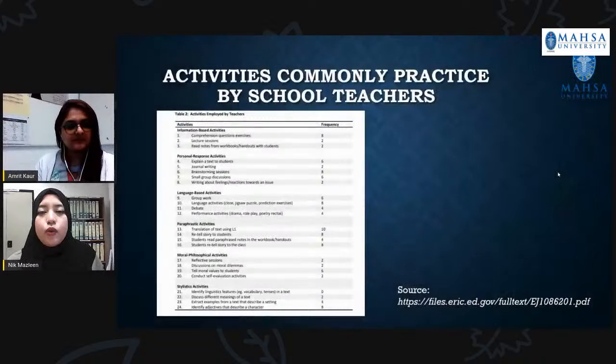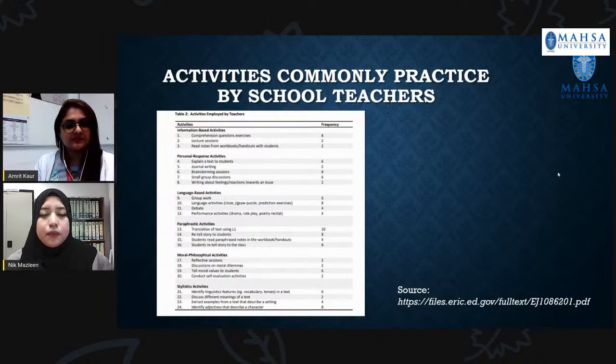Okay, so unfortunately, if you look at the highest score for frequency, you can see that 10. Can you see under the paraphrastic activities? Yes, item number 13. Translation of text using L1, which is also known as our mother tongue language, which is Malay language.